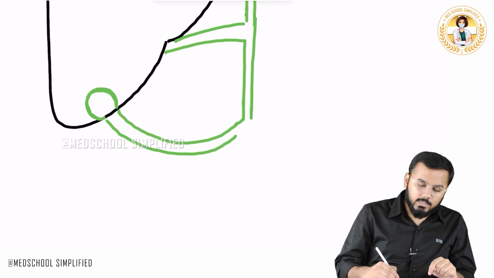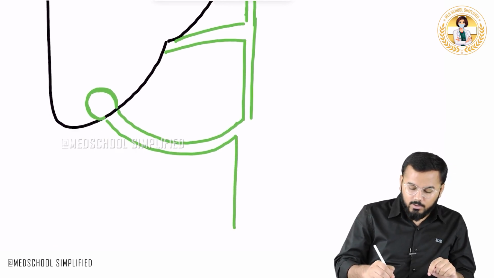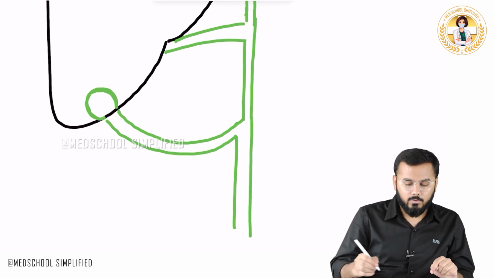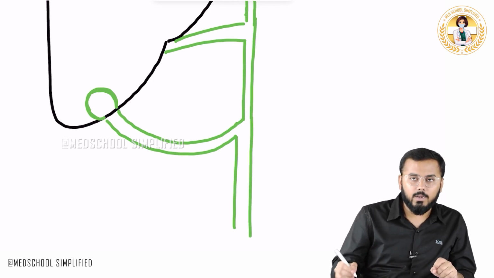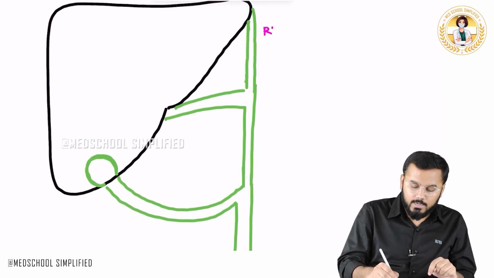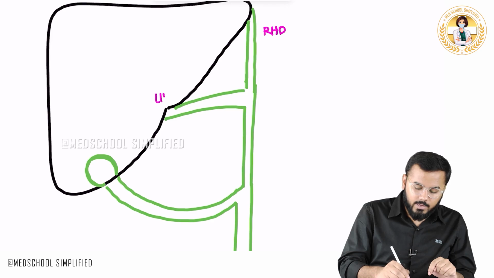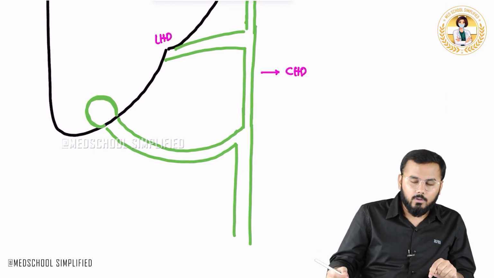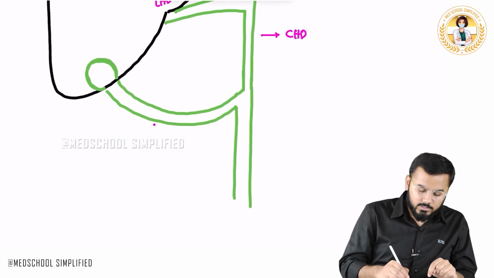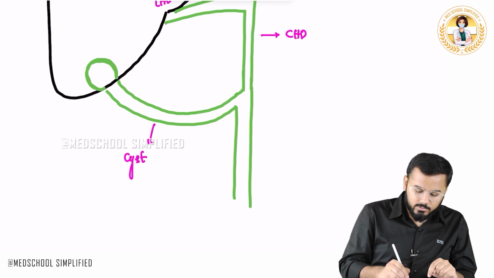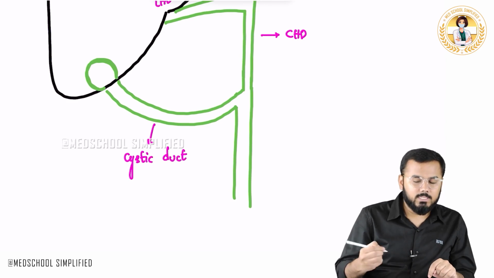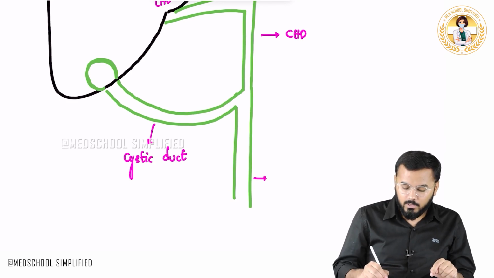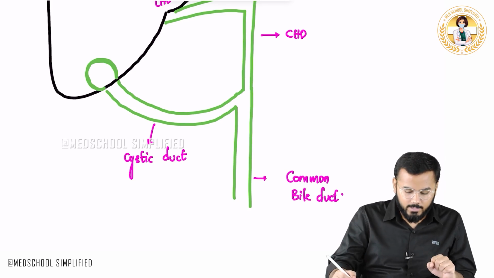Now the cystic duct and the common hepatic duct together form the common bile duct. So here we have the right hepatic duct and this is the left hepatic duct, and this part over here is the common hepatic duct. And this one is your cystic duct. So the cystic duct and common hepatic duct together form the common bile duct, right?